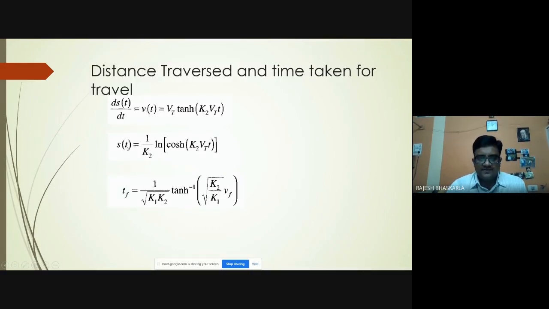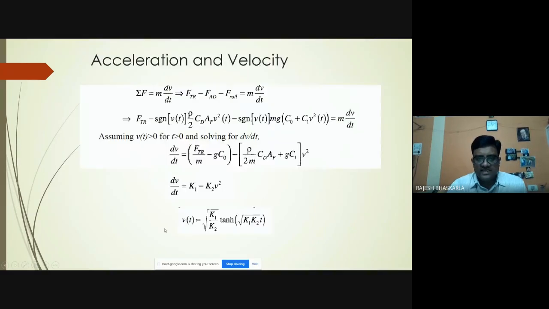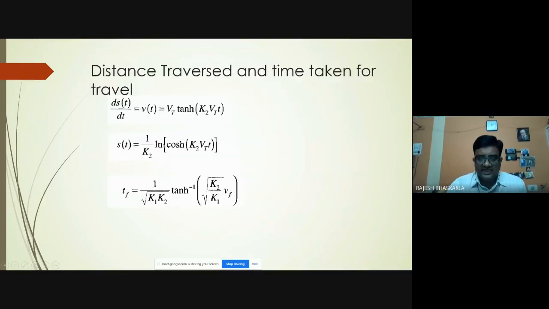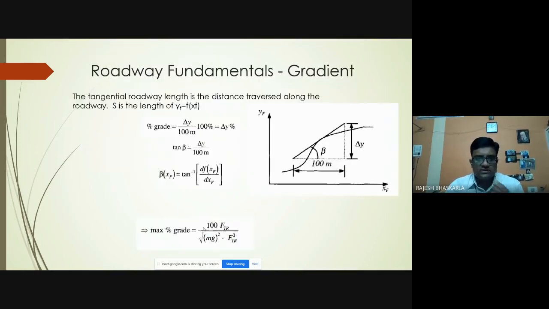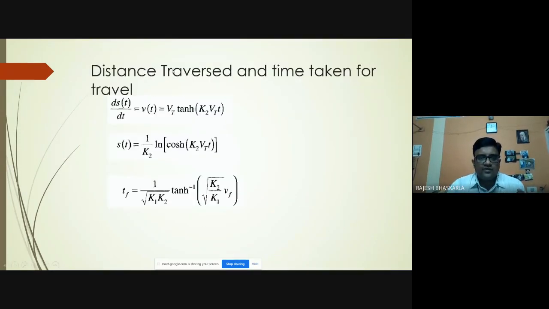Am I clear? Are you understanding what I'm saying? See, here you have achieved v of t, which is nothing but ds by dt. So if you integrate this ds by dt with respect to the time traveled, that is the time for which you are integrating this expression, then you'll get the distance traveled.